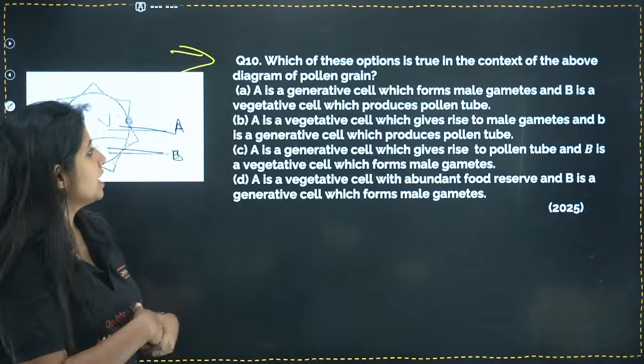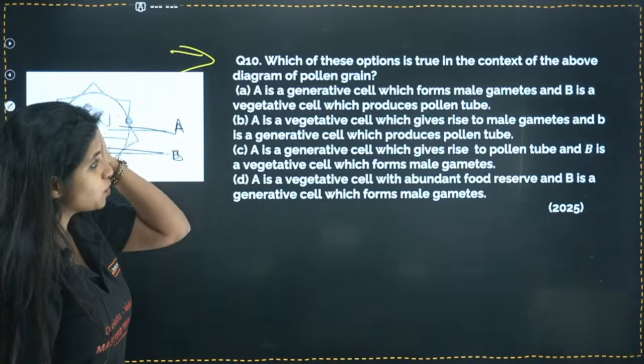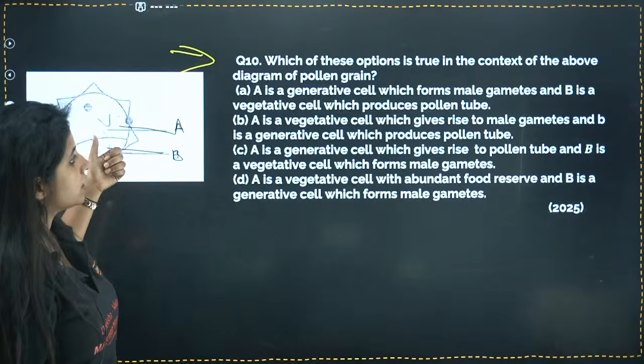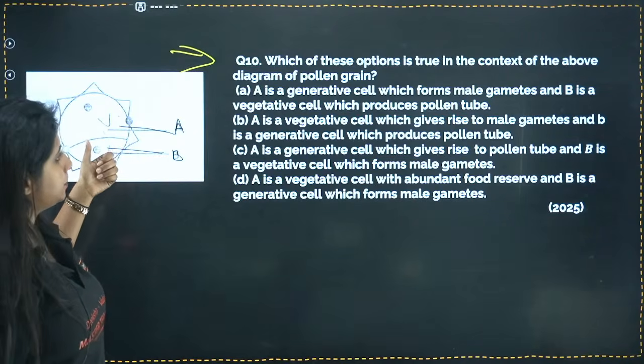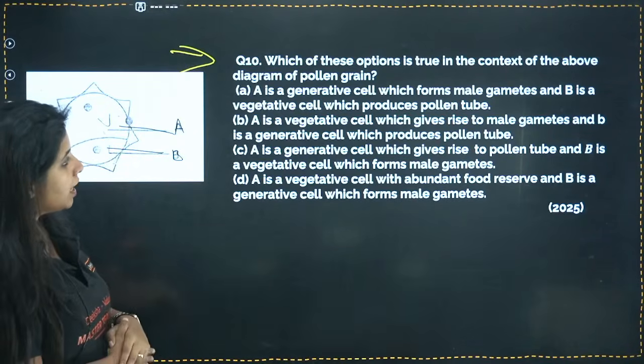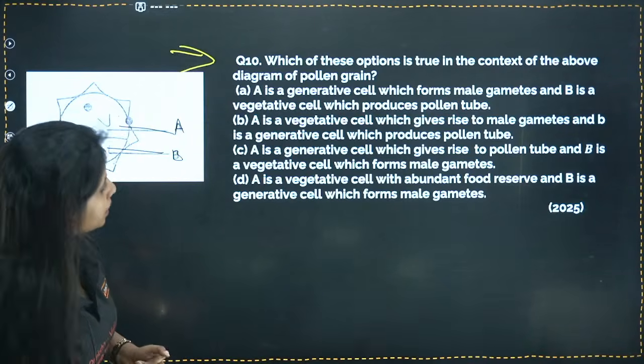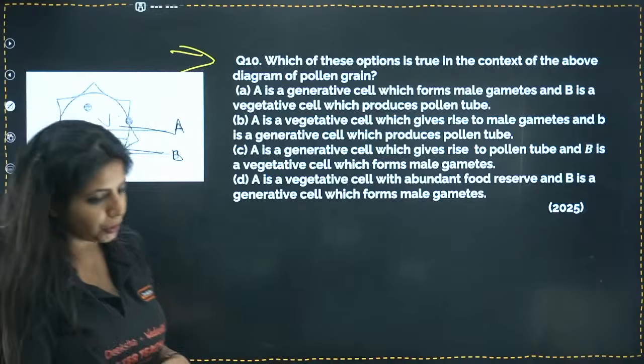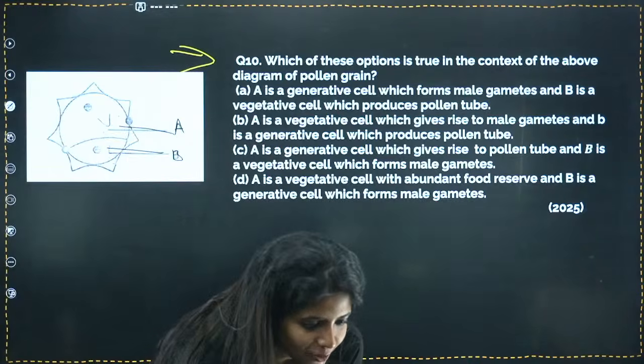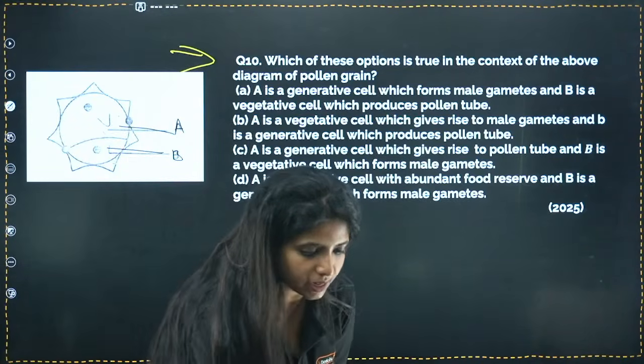Try this question. A is generative cell which forms male gametes, and B is a vegetative cell which produces pollen tube. Okay. And A is vegetative cell which gives rise to male gametes, and B is a generative cell which produces pollen tube. What do you think is the answer? Numan is there. Hi Numan. Numan says the answer is B.